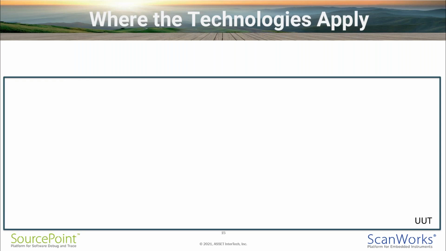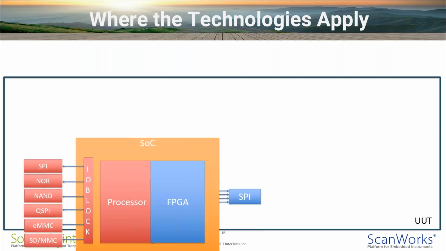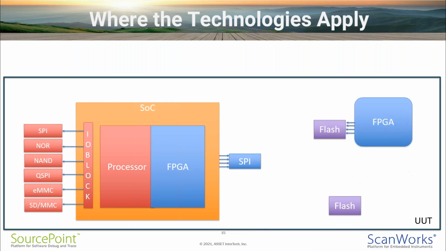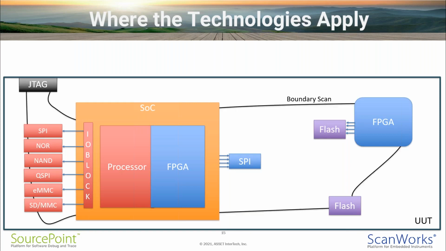I'm going to construct a UUT block diagram and then point out where the technologies are connected. This design begins with an SoC, and we're looking at the SoC from a programming perspective. Then I'm going to add an FPGA with a flash device and another standalone flash device. Now I'm going to add the boundary scan chain to connect the boundary scan enabled devices.